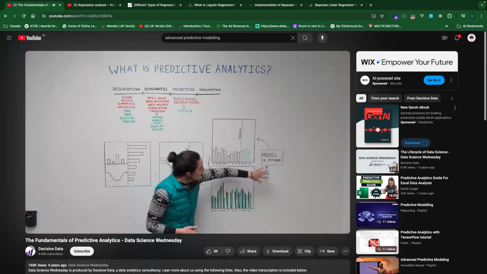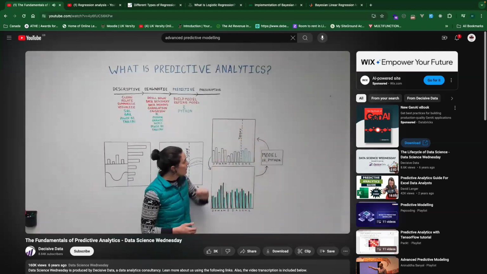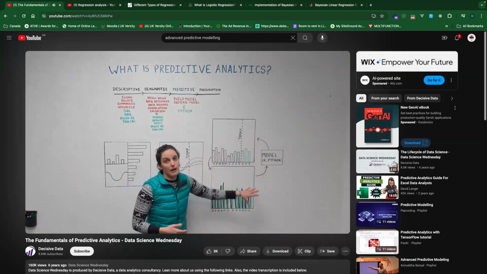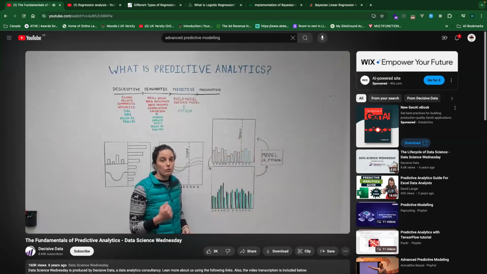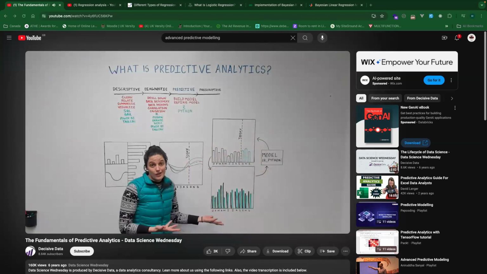This cycle can happen a couple times, or it can happen many times. It really depends on the data. It really depends on the objective. It depends on a lot of different things. But we do try to minimize the number of times that we're having to iterate through this before we can have a really sound predictive model. So that's predictive analytics in a nutshell.